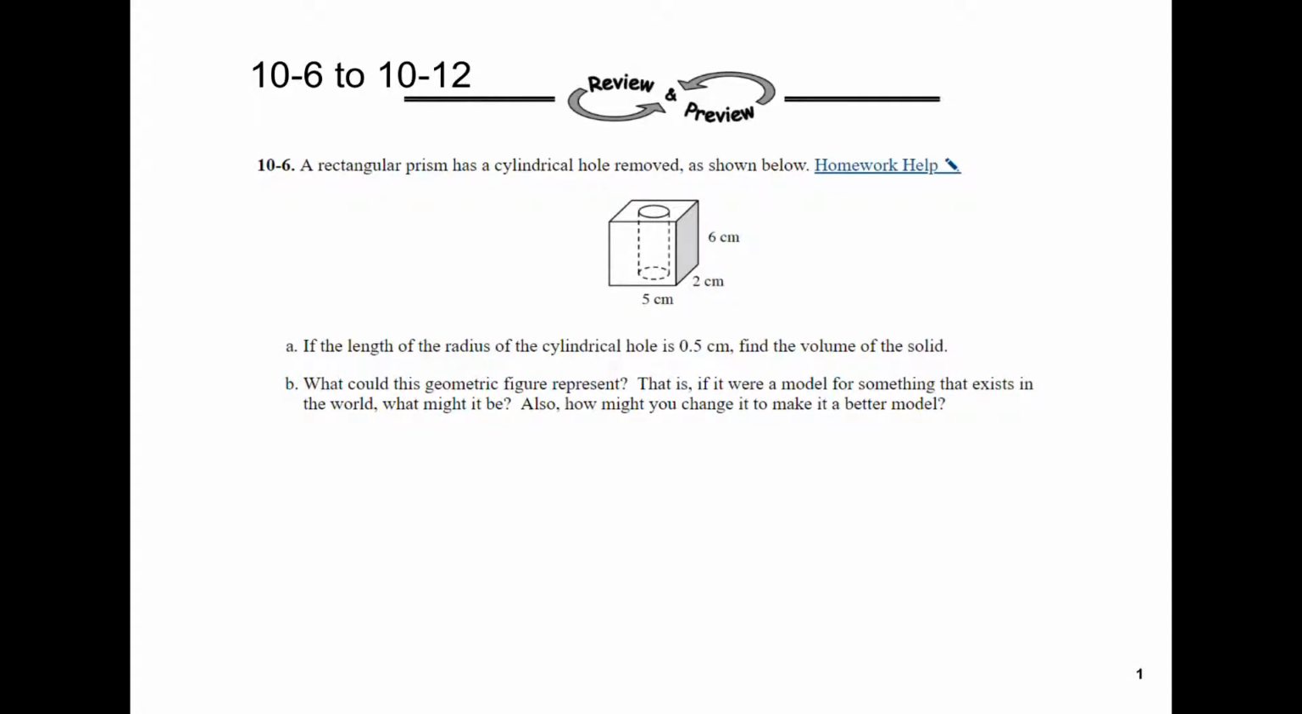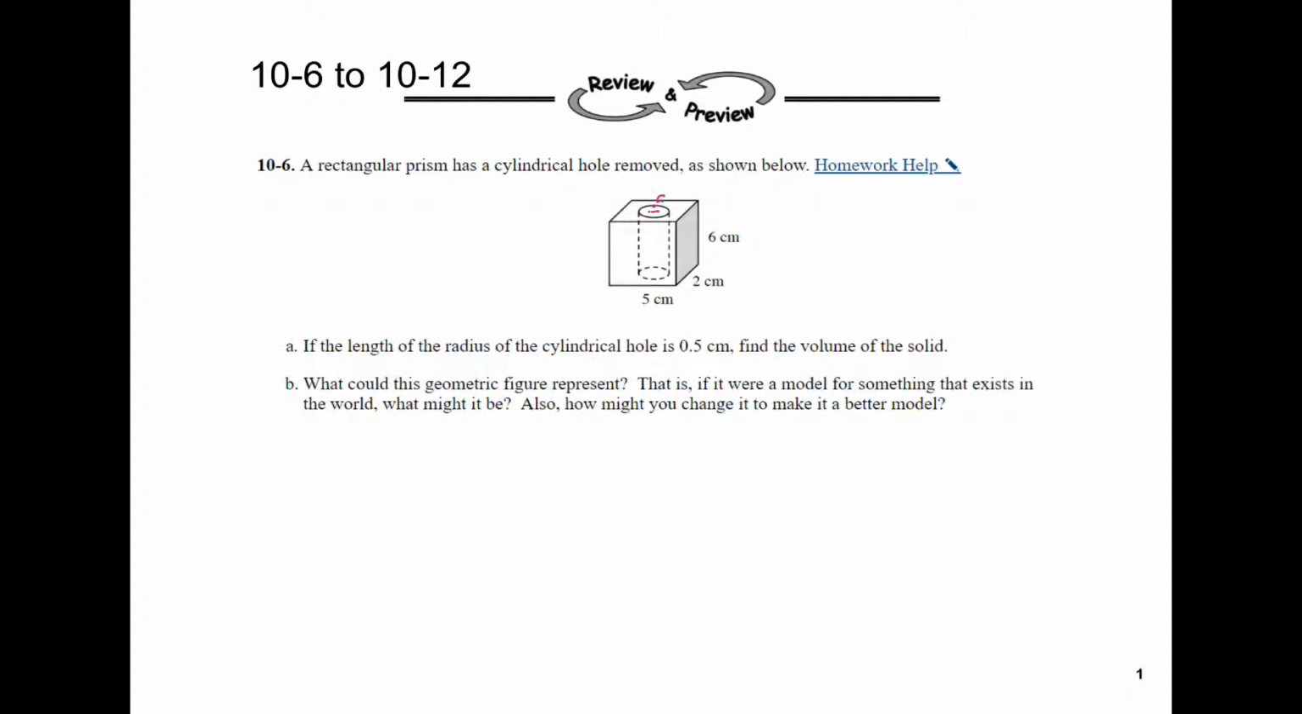Welcome to the review and preview problems 10-6 to 10-12 in the CCG book. 10-6 says a regular rectangular prism has a cylindrical hole removed as shown below. If the length of the radius of the cylindrical hole is 0.5 centimeters, find the volume of the solid.